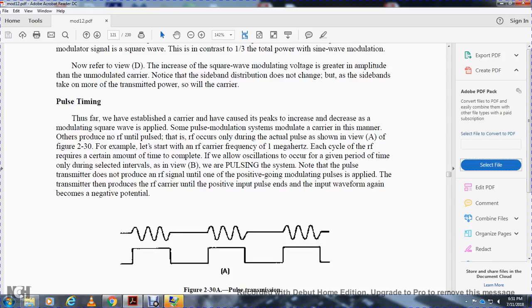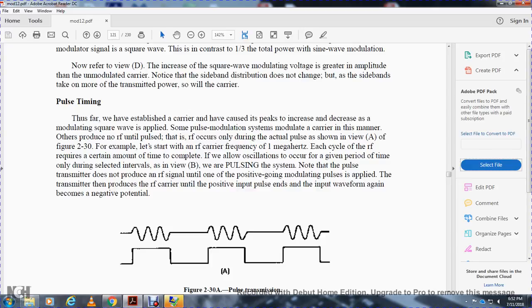Thus far, we have established a carrier modulated by the peaks and decreases of the modulating square wave applied with some pulses. A pulse modulated system can be arranged to produce no radio frequency until a pulse arrives. The radio frequency occurs during the actual pulse shown in view A of figure 230. For example, let's start with a radio frequency carrier frequency of 1 megahertz. Each cycle of the radio frequency requires a certain amount of time to complete. We allow oscillation to occur for a given period of time only during the selected intervals of view B. We are pulsing the system.